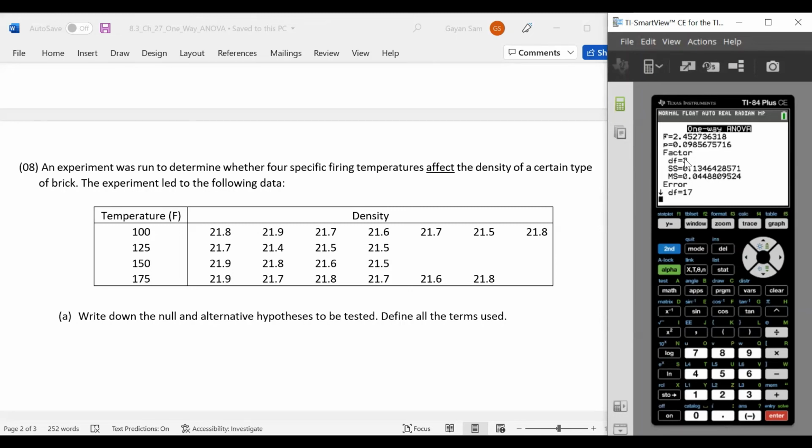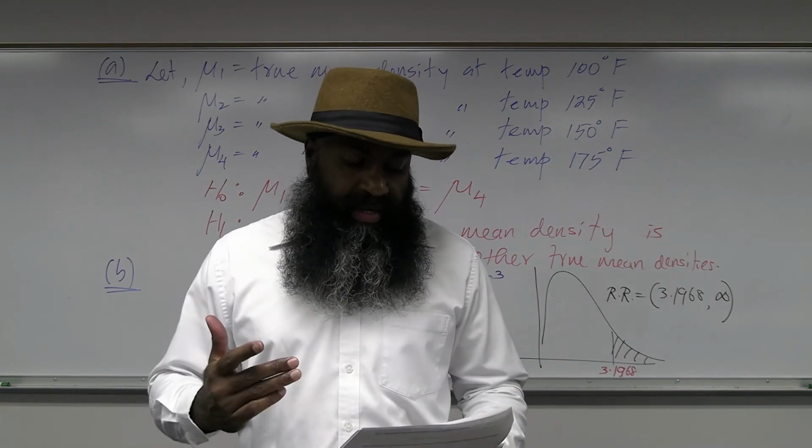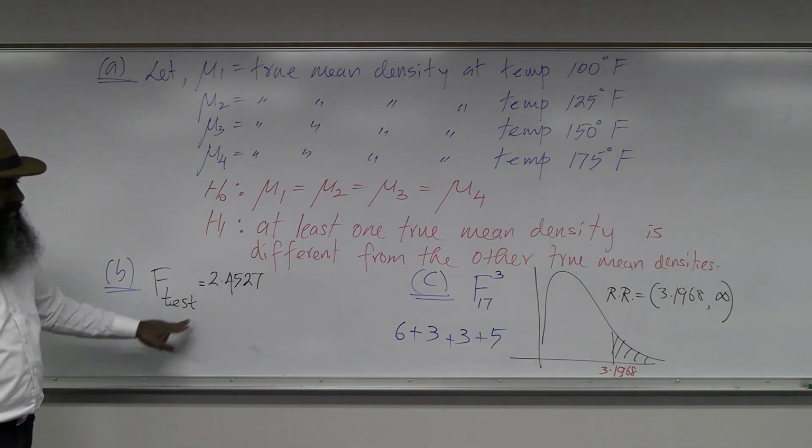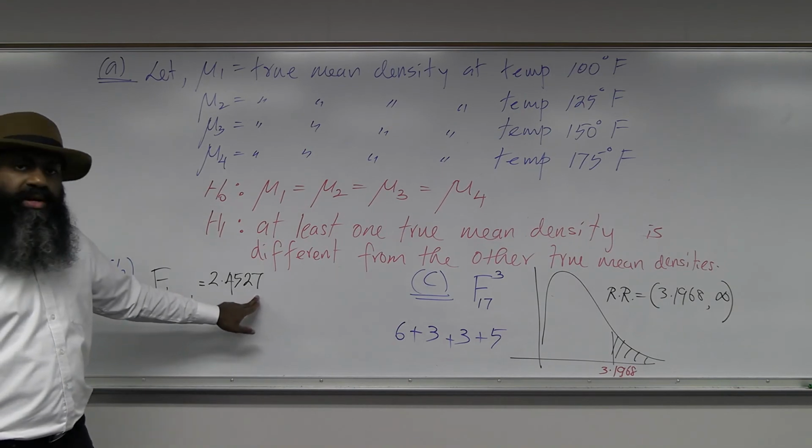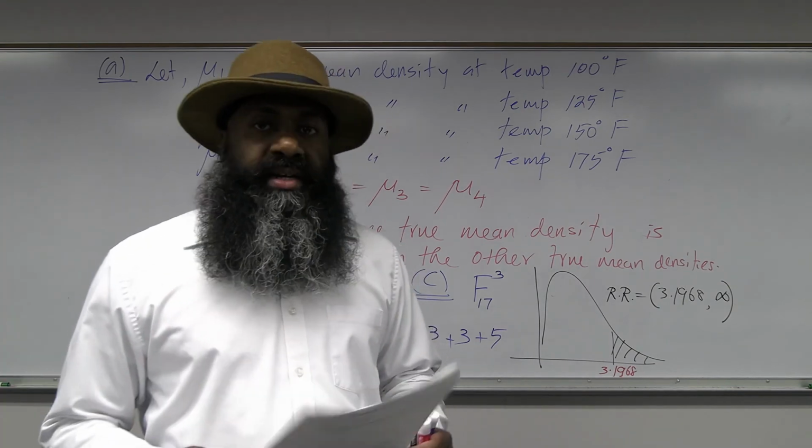You can see degrees of freedom under factor is given as 3, which is the degrees of freedom between groups. You can see that error degrees of freedom is given as 17, which is the within group degrees of freedom. That indicates that we have to use F(3, 17) distribution for the critical value. We calculated the F-test statistic, which is equal to 2.4527.